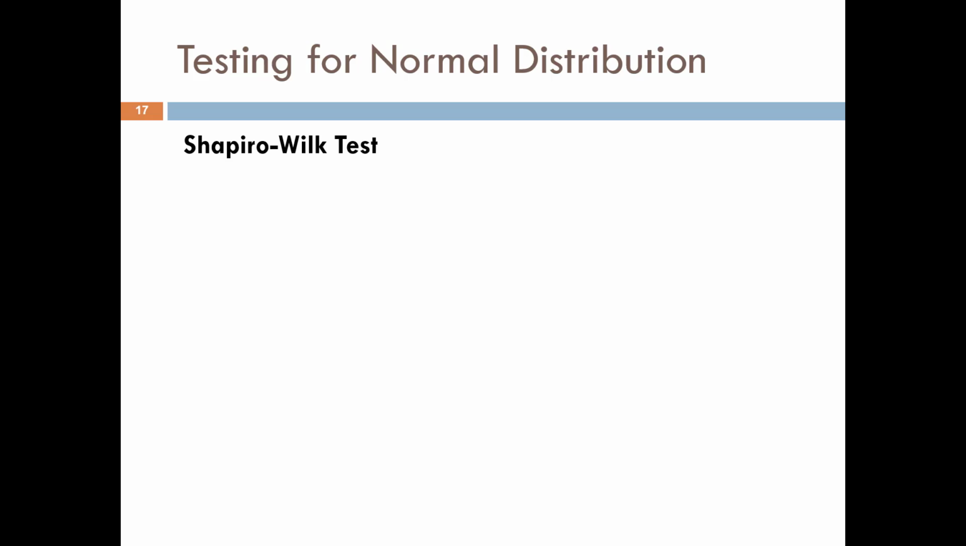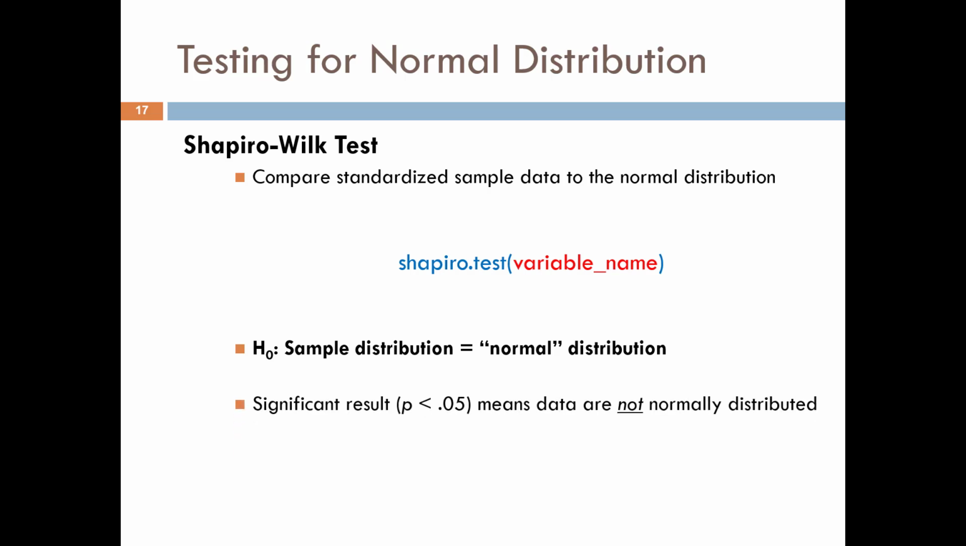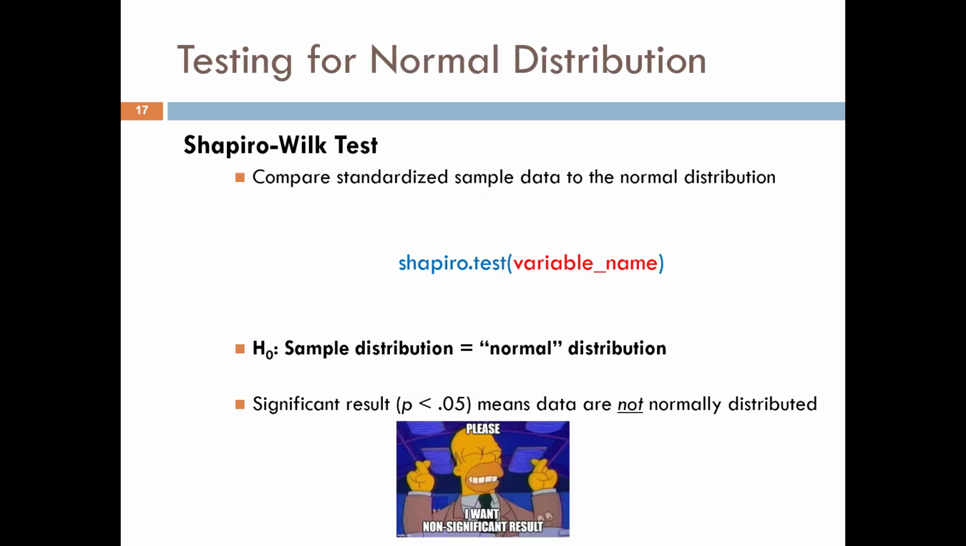You can also test for normal distribution using the Shapiro-Wilk test. And you can use the Shapiro test function in order to run this test. Something to keep in mind about the Shapiro-Wilk test is that the null hypothesis says that your data are normally distributed. And so if you have a significant result, that's actually not good news. That means that your data are not normally distributed. And so in the Shapiro-Wilk test, what you want to see are non-significant findings or large p-values.